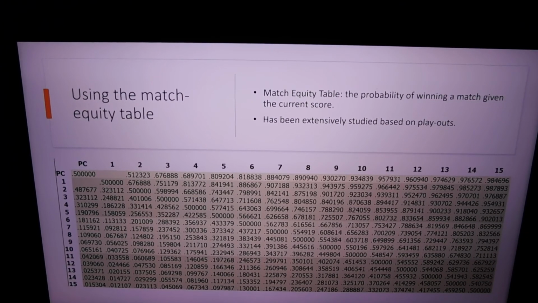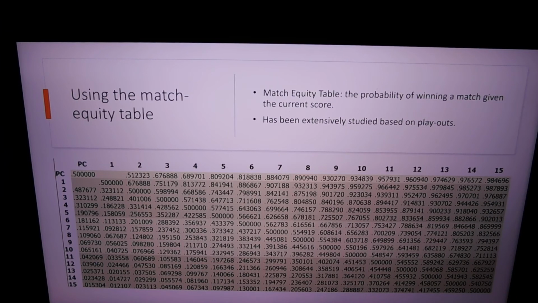So once we have our network, how do we make use of it? Well, remember, we were given the probability of winning 2 points, 3 points, 4 points. We got to put some value to, well, what happens if I win 4 points? And that's where the match equity table comes into play. This is not my work. The match equity table is basically the probability of winning a match given the current score. It's been studied extensively, and we have a table up to 15.